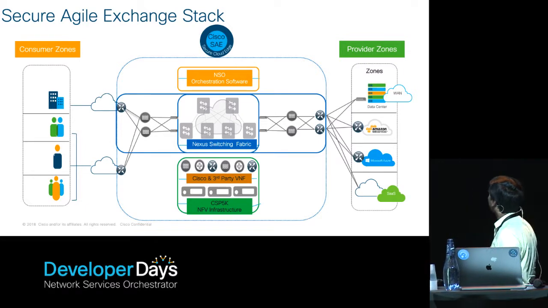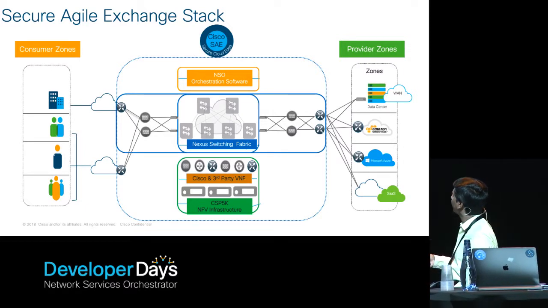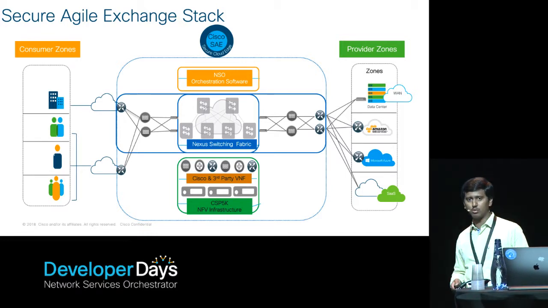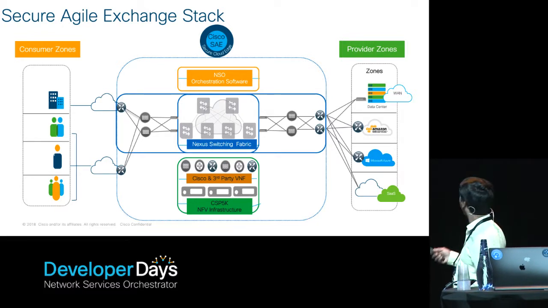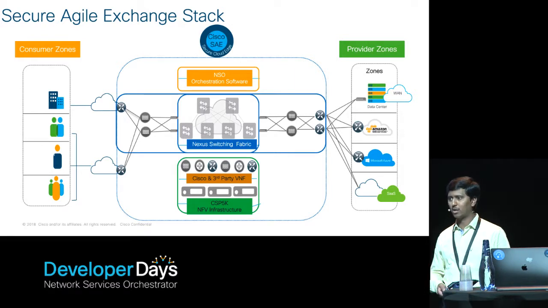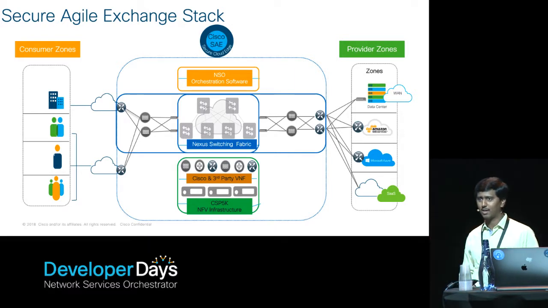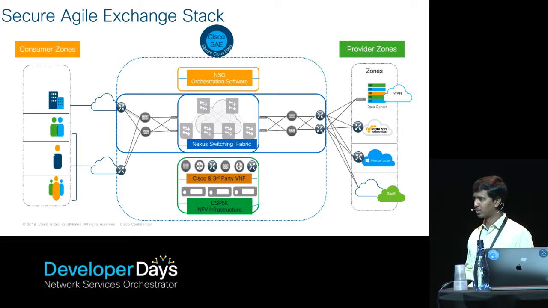So what does the Secure Agile Exchange stack look like? We have identified consumer zones where all your users and devices can access any of the hosts or applications in the provider zones, where they are hosted on your private data centers or any of the cloud service providers. In between, you have the stack of compute for network function virtualization with the Nexus 9K switches and the orchestration platform on top of that.